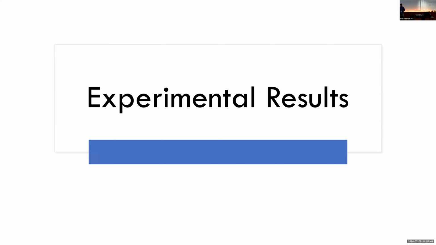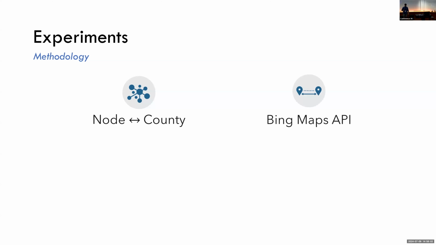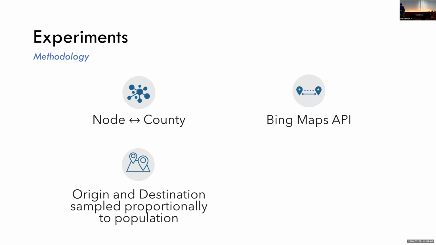Finally, in order to robustify our theoretical results, we also conduct some synthetic experiments where each node will be a county. We sample the distance between nodes using the ping maps API. We sample the origin and destination of the food deliveries to be proportional to the actual population of each node. And we use the Feeding America dataset to get the information of how many food insecure individuals reside in each node and the location of the food banks.